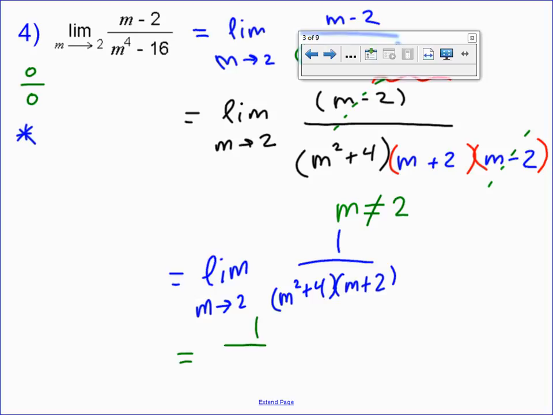So this would become 1 over 1 plus 4 is 5 times 1 plus 2, I'm sorry, 2 in for m would go to 2 squared is 4 plus 4 is 8. Is that what you guys are getting? 8 times 2 plus 2 is 4 is 8 times 4. So goodness, I'm getting 1/32.